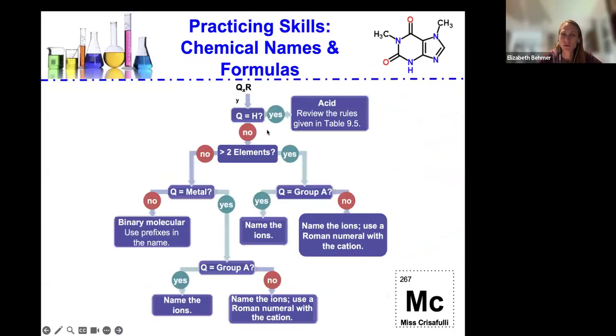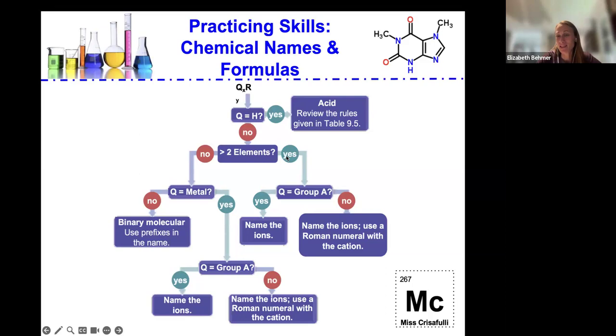So let's go through an example. Is there a hydrogen? Then we use the rules given in table 9.5 of the textbook. If Q is not a hydrogen, are there more than two elements? If there's not, is Q a metal? If it's not, use the prefixes in the name. If it is, you ask if it's in group A. So you'll name the ion, or you'll name the ion with a Roman numeral with a cation.